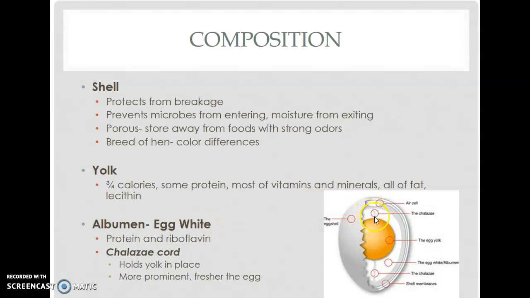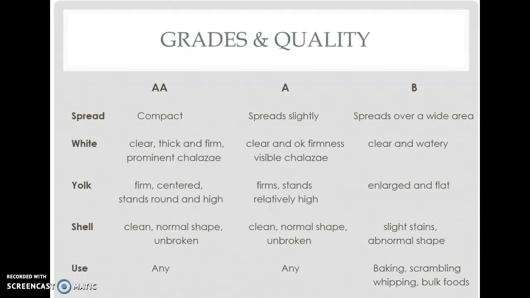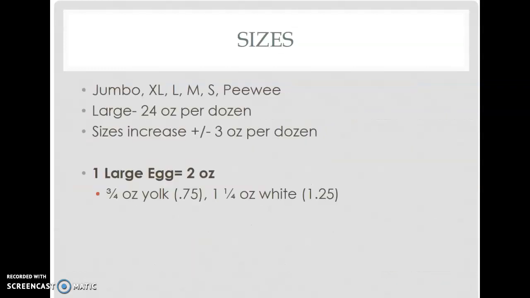The egg white contains the chalazae cords here. The more predominant they are, the more they show up, the fresher the egg is. It really is holding that yolk in place. As far as the different sizes go for eggs, most recipes will call for a large egg, which is 2 ounces. Now that does include the shell. So these are estimates here. Technically 2/3 of the egg is white, and 1/3 of the egg then is the yolk.